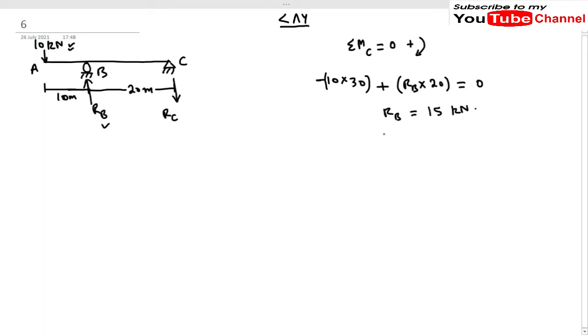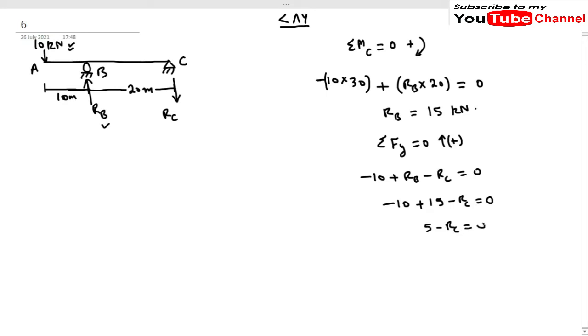Now we will use the summation of forces in the y direction equal to 0, and we will consider upward as positive. First we have minus 10 kilonewton, then RB which is acting upward, then RC which is acting downward, so the sum will be 0. Putting the value of RB as 15 kilonewton, we get 5 minus RC equal to 0. From here RC will be equal to 5 kilonewton. So we have found the values of the reactions at the supports.